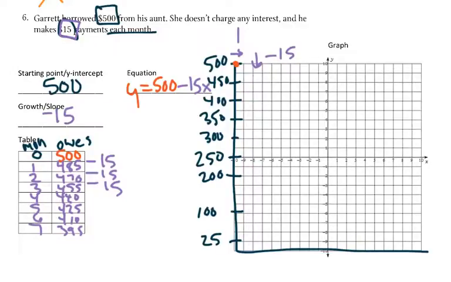So for our graph, going down 15 wouldn't quite be all the way down there for every time we go to the 1. So it's going to look something like this. And at 5, we should be to 425. Okay, so I actually probably need to make it a little smaller. Something like that. Alright?